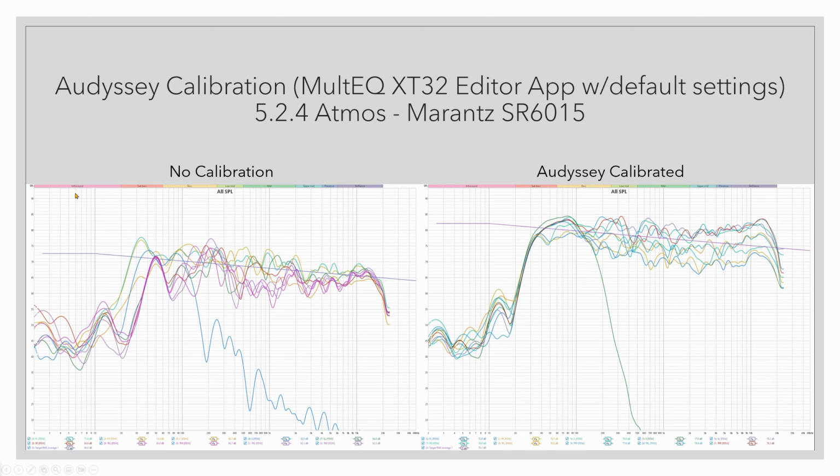Since graph scales are equal, it's clear that Audyssey calibration applies an overall boost like this much to all speakers, and it seems on top of that the EQ has boosted the volume of height speakers here by around 5 dB and surround speakers by another 5 dB.